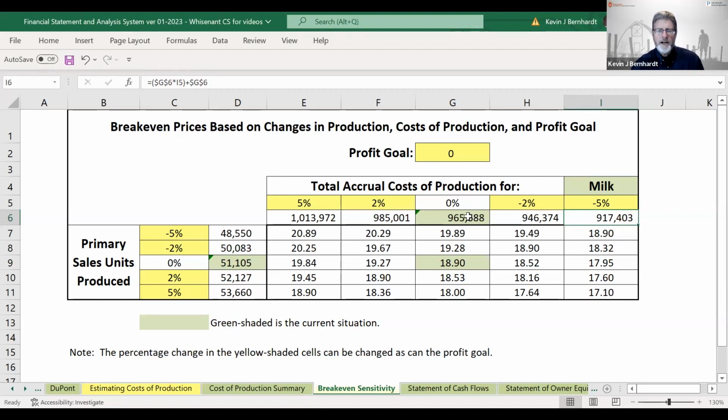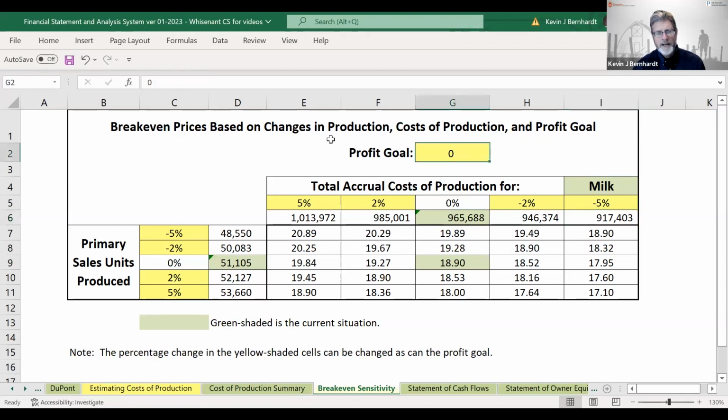Our cost of production, our accrual cost of production, totaled 965,688. That's in the green shaded cell here. And together, our break-even cost was $18.90. So if we get a price for our milk that's greater than $18.90, we'll make some profit. Right now, our profit goal is set at 0. So just to break even, we have to get $18.90.